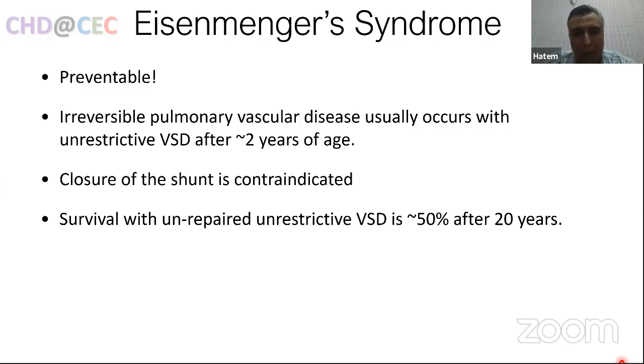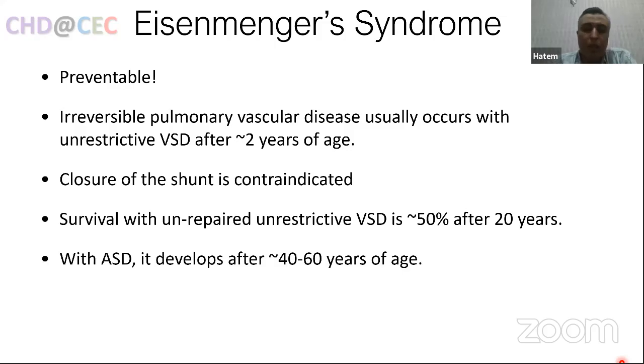Obviously, he should not get Eisenmenger syndrome in the first place if we treat him well. But on the other hand, if the patient gets very late treatment and does not get the shunt closed and he gets established Eisenmenger syndrome, he should not get the shunt closed, because otherwise the mortality is much higher. So Eisenmenger syndrome is a preventable disease.